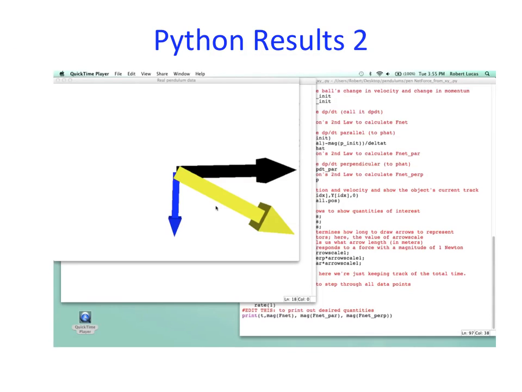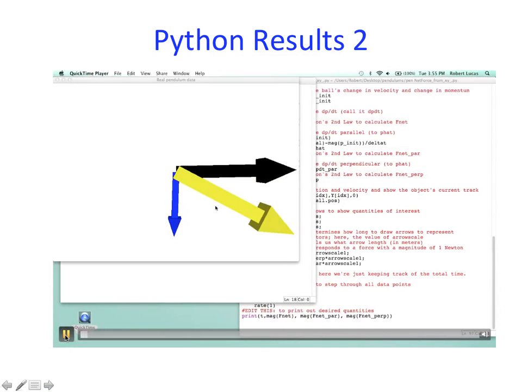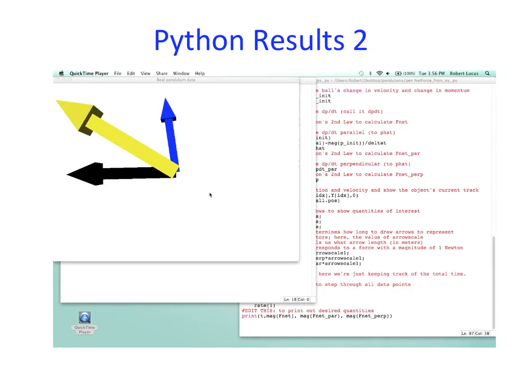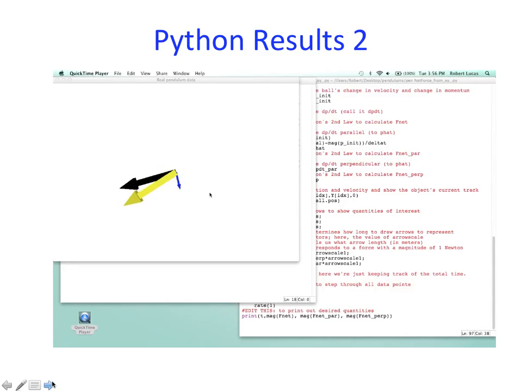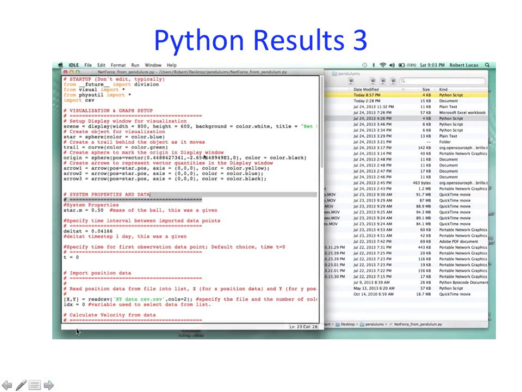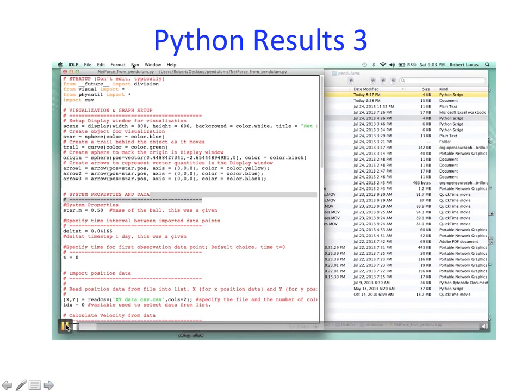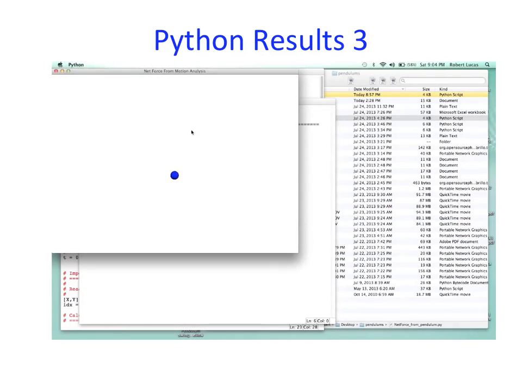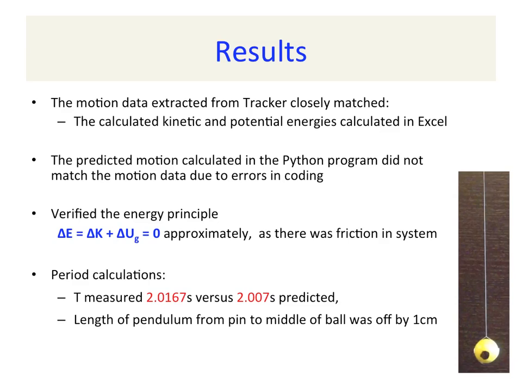Second Python results. We looked at the arrows for the FNet, F perpendicular and F parallel. Also some disagreement from the previous results. Finally, the third Python results. See here when we run this program, this is a different loop. We do have some oscillatory motion, very minimal. We would have to go back and take a look at the coding in that, unfortunately.